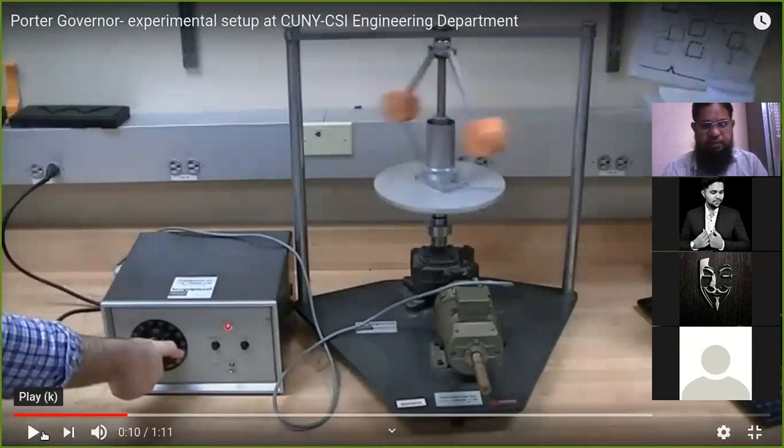As this is an experimental setup, this governor is run by a motor. You can see the gear head below the spindle, which drives the spindle. In practice, the governor is driven by the engine.